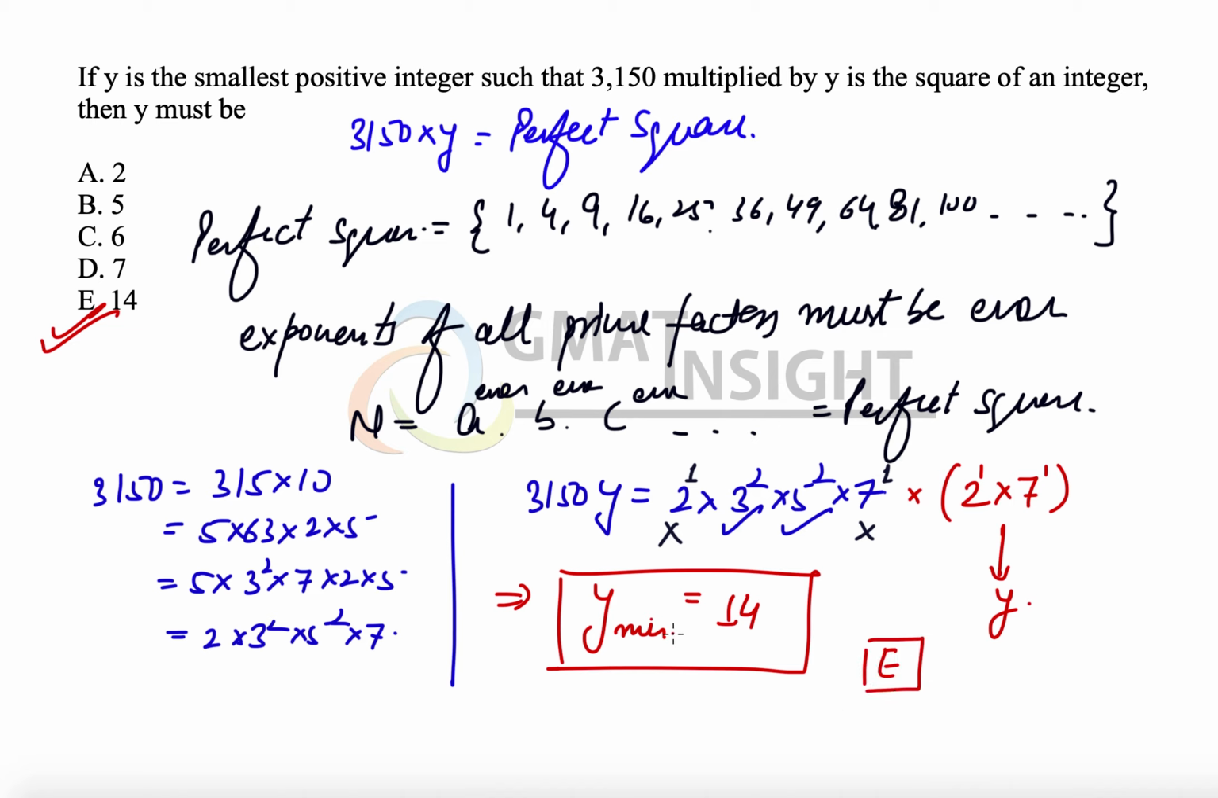Like I said, for a perfect square, all the exponents of the prime factors must be even; similarly, in a perfect cube, the exponents of all the prime factors must be multiples of 3. This is one of the fundamentals to absorb and apply in any question on perfect squares and perfect cubes where needed. Thank you so much.